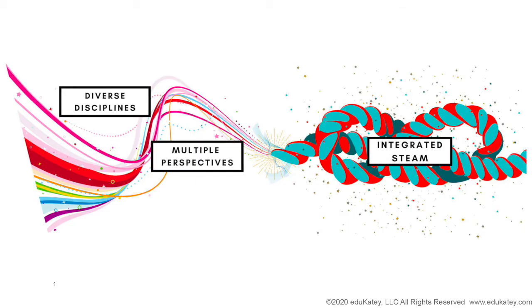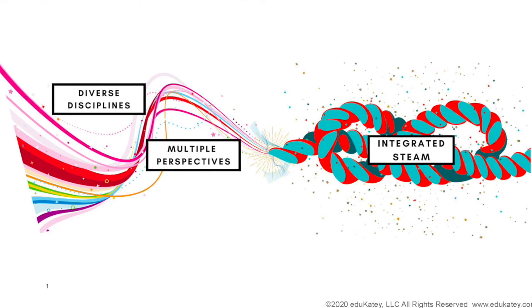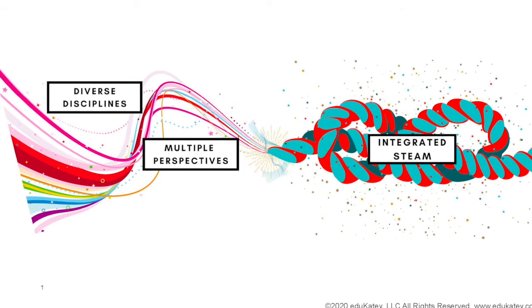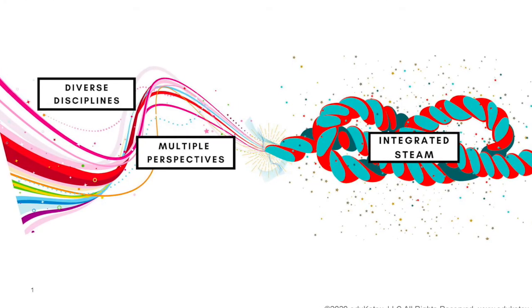In this video, we're going to explore how you can find connections between art and STEM by looking at art pieces. I believe that diverse disciplines and multiple perspectives contribute their individual strands to what we know as integrated STEAM education, making a rope that is stronger than the individual strands are alone. Art pieces provide an immediate entry point for seeking interactions between art and STEM.